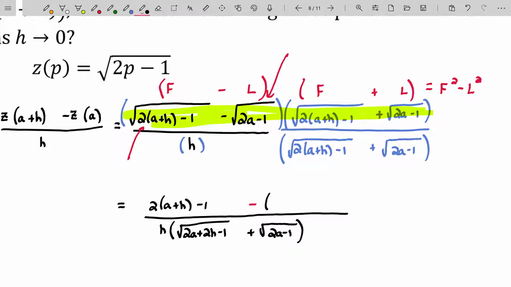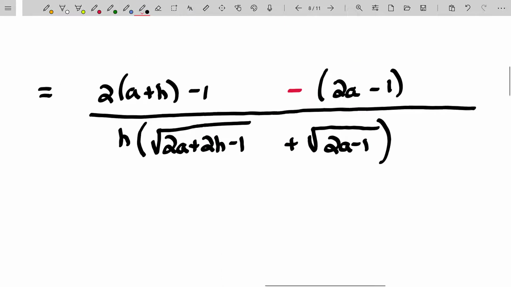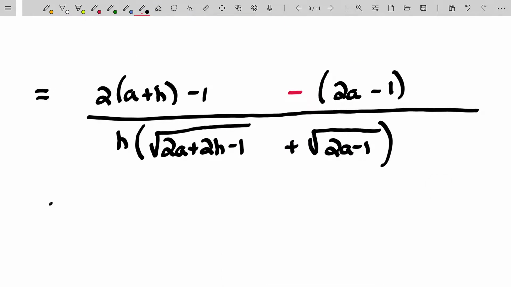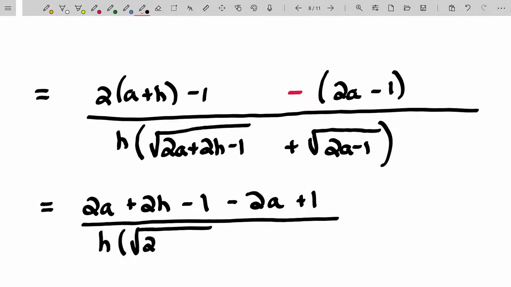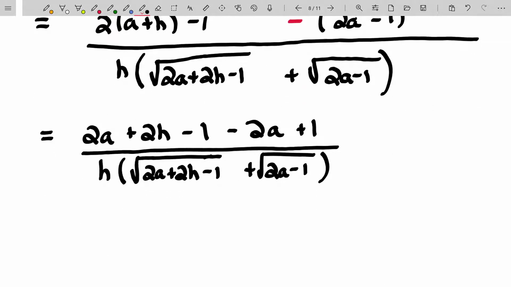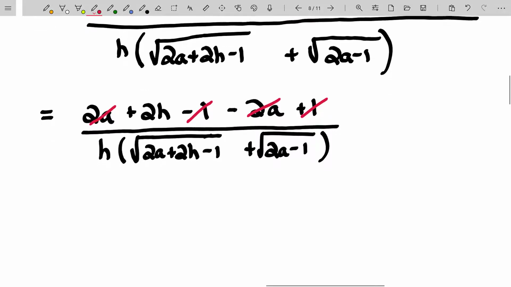Very important note here, you should use parentheses whenever you're subtracting something, especially if that something has more than one term. Now all you're going to do is simplify this statement. I'm going to distribute that 2 through, and obviously the negative as well, and combine like terms in the numerator. 2a minus 2a, those kill each other off. A negative 1 plus 1, those kill each other off. And you're left with a 2h over h times a bunch of ugliness.